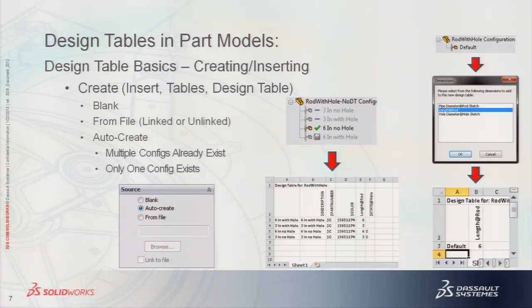I think it's what most people use most of the time. And there are 2 possible ways this could work, depending on whether you've already created configurations or not. If you have already created configurations, so let's say we had a model and we manually created those 4 configs, and we then went to Insert, Tables, Design Table, Auto-create, SolidWorks would give us a spreadsheet that matches what we would already do. It would already have the configs in there, the dimensions and the features. And then it basically gives us a jump start, and then we can keep adding to it.